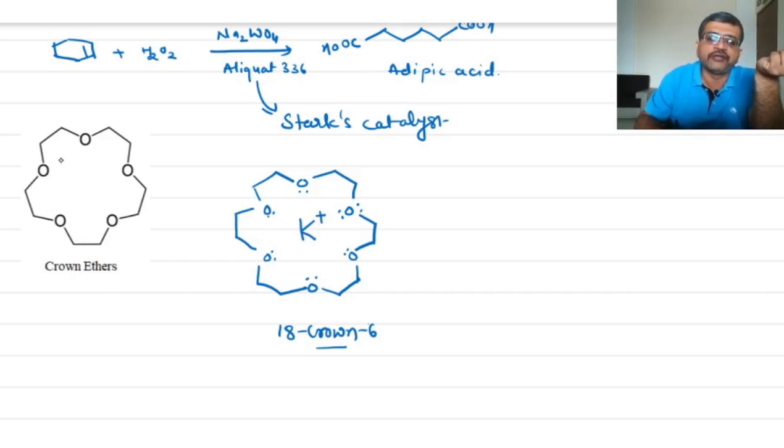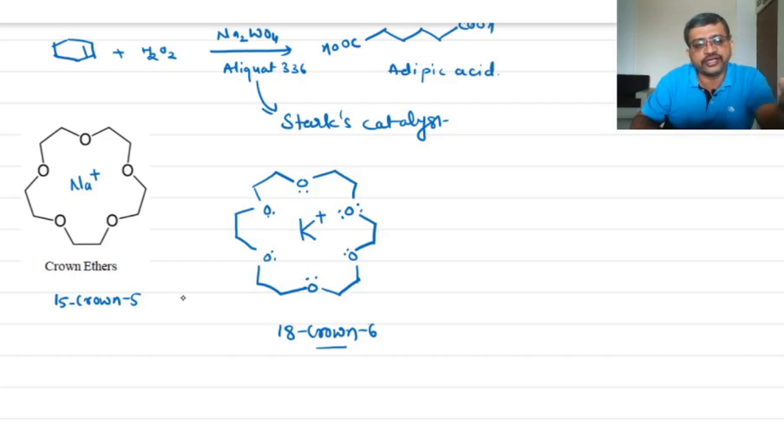Similarly, this is a 5 oxygen cyclic ether, so we call it 15 crown 5. This 15 crown 5 has 15 atoms in the cyclic ring, of which 5 are oxygen atoms. It has a cavity very much suited to accommodate the sodium ion. So 15 crown 5 will accommodate sodium ions, and 18 crown 6 will accommodate potassium ions. The smaller rings will accommodate lithium ions, and larger rings will accommodate cesium ions and others. But generally 15 crown 5 or 18 crown 6 are used to capture potassium ions.